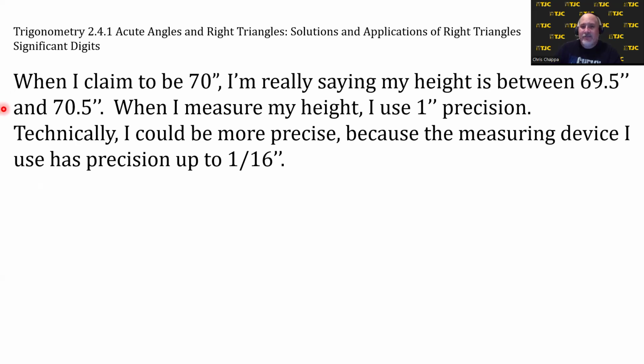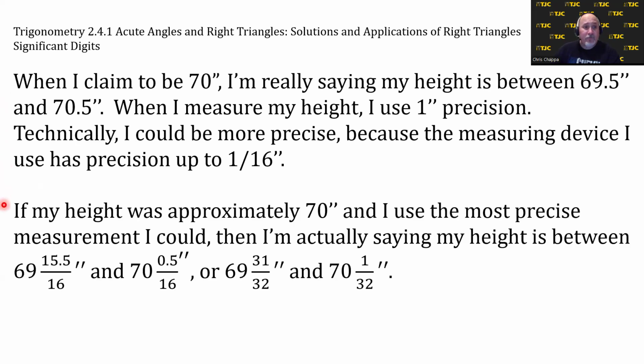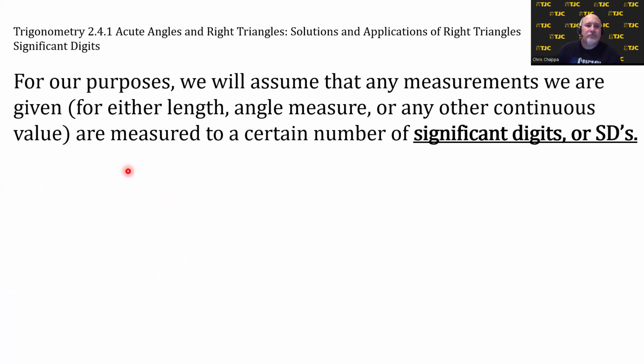When I measure my height, I use 1 inch precision. Technically, I could be more precise because the measuring device I use has precision up to 1/16 of an inch. If my height was approximately 70 inches and I used the most precise measurement I could, then I'm actually saying my height is between 69 and 15.5 sixteenths of an inch and 70 and 0.5 sixteenths of an inch, or 69 and 31/32 of an inch and 70 and 1/32 of an inch.